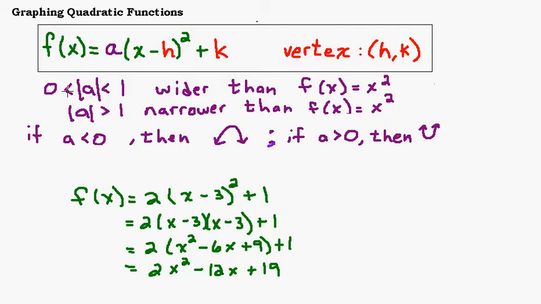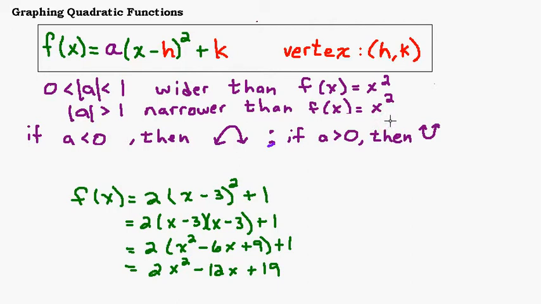If the absolute value of a is between 0 and 1, some kind of a fraction like a half or a third, it produces a wider parabola than your basic f of x equals x squared. If the absolute value of a is greater than 1, like 2, negative 6, positive 6, then it's going to be narrower. If a is negative, the parabola opens down. If it's positive, then it opens up. So if any of this is not familiar to you, you may want to go back and watch those videos.